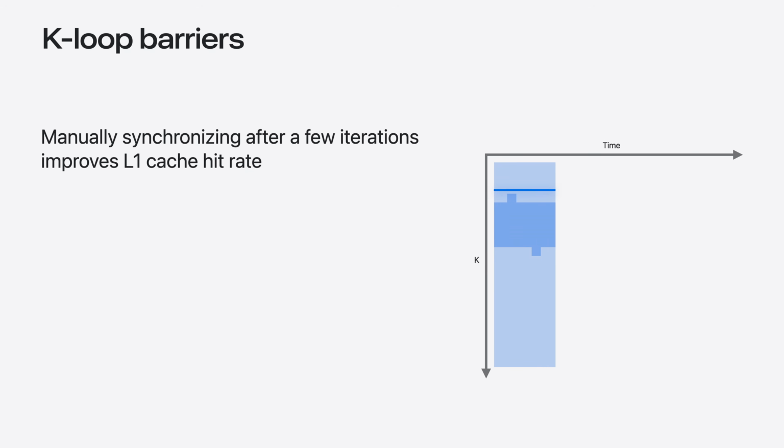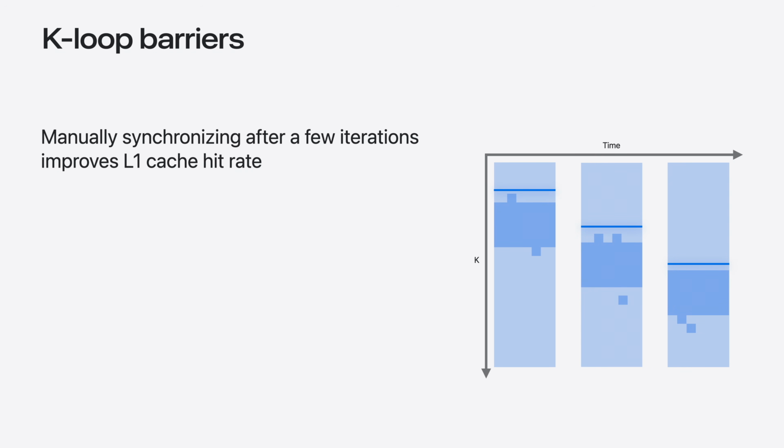The fix is to manually synchronize your SIMD groups using threadgroup_barrier. To do this, you will want to tile the k-dimension explicitly in your code so that you can insert barriers every few iterations. This keeps your SIMD groups moving together through the k-dimension, maintaining good cache locality. Refer to the programming guide for examples of how to tune the barrier frequency for your workloads.